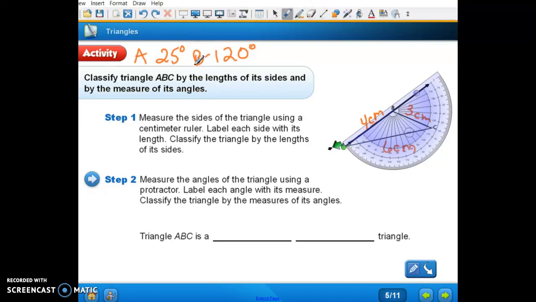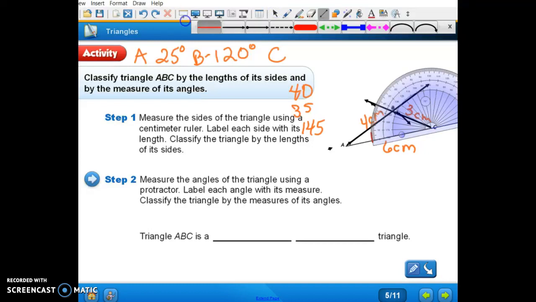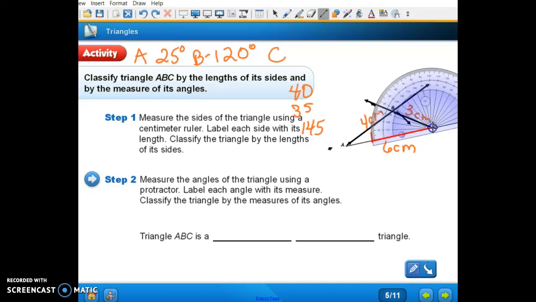Now we only have one other angle to measure, so let's attempt to do that. So now we're going to try to measure what? C. All right, we're having quite a discussion about what this angle is. Right now we're measuring this angle right here.